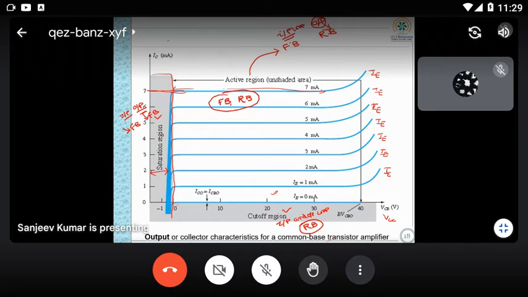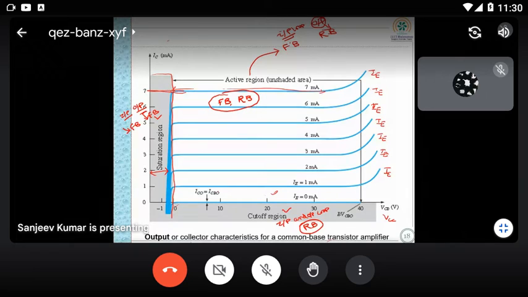Sir, why is the saturation region drawn? What is the need here? No, because you can see biasing is required to flow the current in the device. Now to flow the current, you are supplying the voltage to overcome that. So biasing you are doing.